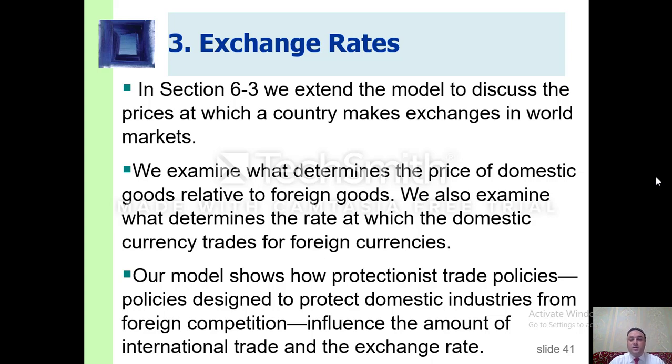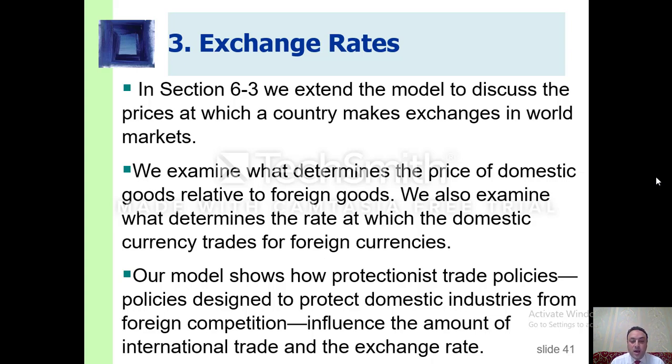So in this section, we extend the model to discuss the prices at which a country makes exchanges in the world markets. As we started in international trade and trade exchange between countries in this open economy, we will face differences in the currencies and the prices, and how all this is determined. We examined what determines the price of domestic goods relative to the foreign goods. We also examined what determines the rate at which the domestic currency trades for the foreign goods.